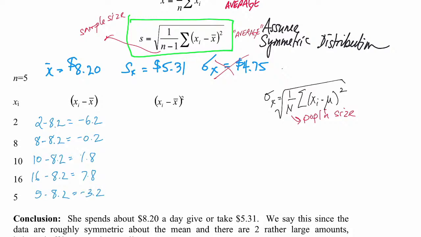Now remember, keep in mind these are all dollars. Dollars, dollars, dollars. And these are dollars, dollars, dollars. Everything is dollars. I don't have to keep writing it. I hope you understand. Those are all dollars all the way down.